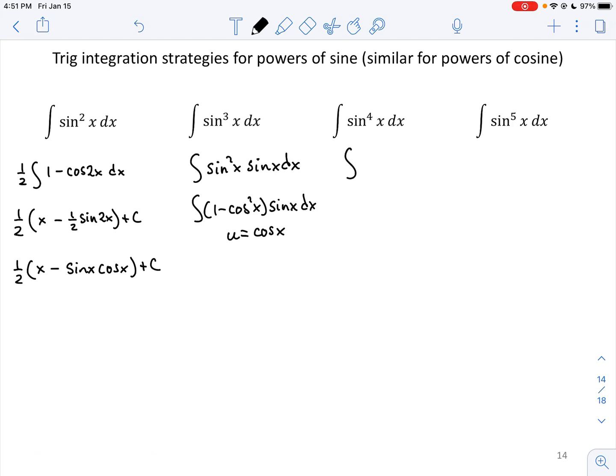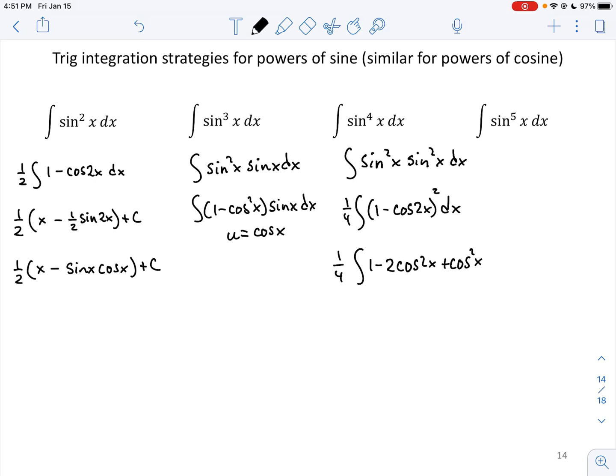If you have sine to the 4th, you're going to want to write that as sine squared squared and then do the power reducing identity twice. So you wind up getting 1/4 of 1 minus cosine 2x, and that's multiplied with itself, so I'll just put a square there. And then you're going to want to FOIL that next. So you have 1/4 integral. When you FOIL this, you get minus 2 cosine 2x plus cosine squared of 2x.